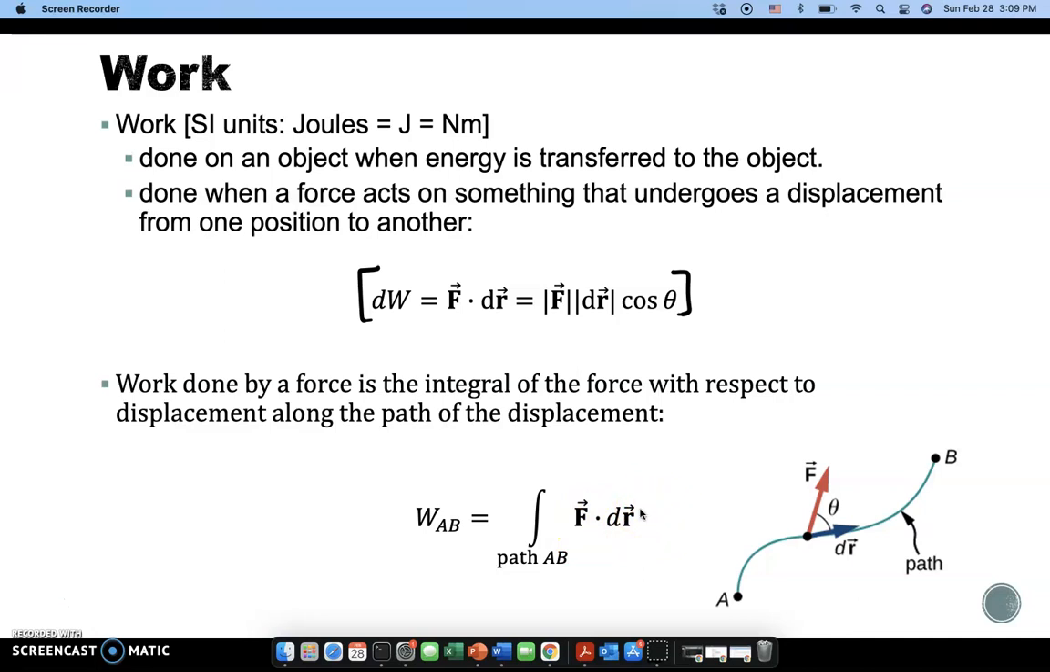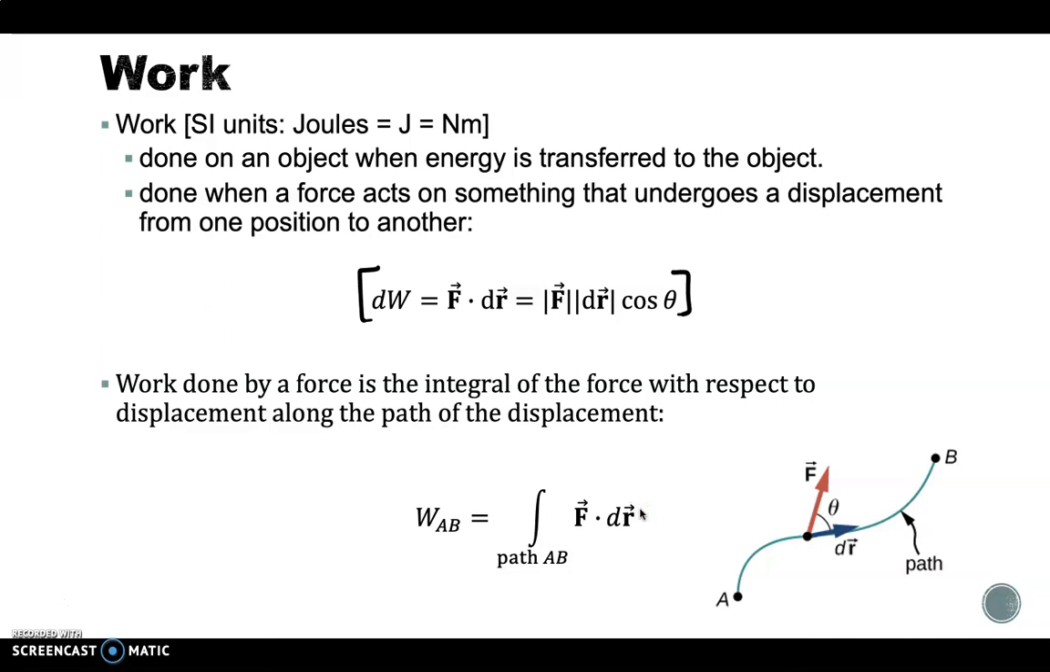Using this, we will look at some examples in a few slides of how to use it. Now, one thing to note is the units of work, which is in joules, which is newton meters. So 1 joule is 1 newton meter, and that makes sense because force is in newtons and displacement is in meters.